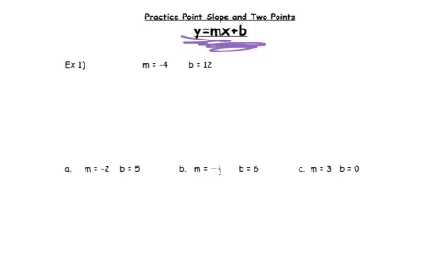You don't have to do any work. All you do is substitute these numbers in for the proper equation. So you take m here, substitute it in for m. You take your b value here, substitute it in for b. Okay? So, let's take a look at the first example. M equals -4, b equals 12. When you substitute, you end up with the following.